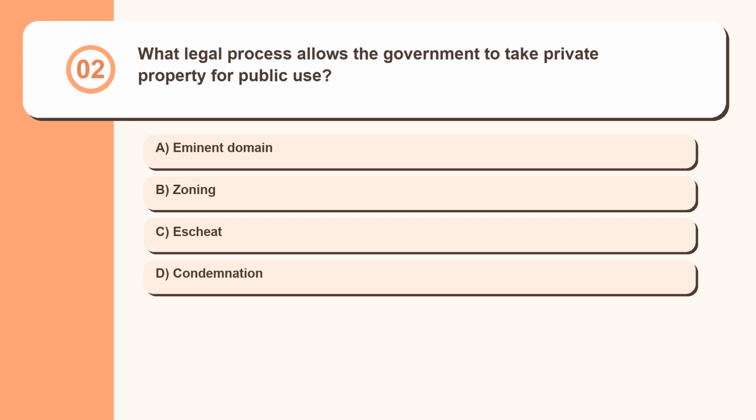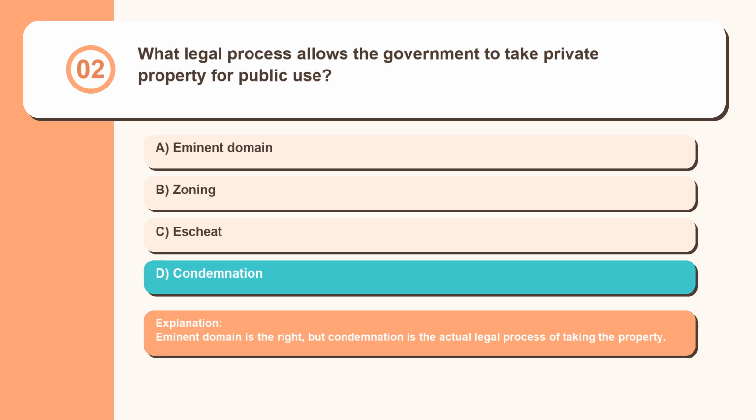Question 2. What legal process allows the government to take private property for public use? Eminent domain, zoning, escheat, condemnation. Eminent domain is the right, but condemnation is the actual legal process of taking the property.